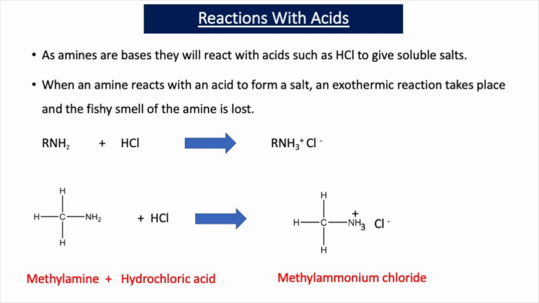Now, in our previous videos on amines, we've looked at the chemical reactions that amines have. We first looked at the reactions of amines with acids, such as hydrochloric acid, and the fact that all amines are bases and will react with acids to give soluble salts. We've learnt that amines react with acids and produce heat, therefore an exothermic reaction takes place, and their fishy smell is lost when they form a salt. For example, methylamine and hydrochloric acid make the salt methylammonium chloride.